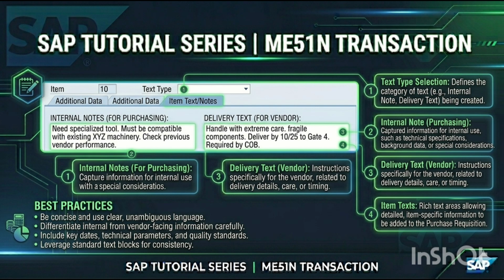Now the additional details and the text. So these are also very important because you have to go to the additional data tab for more detailed information. Here you can maintain delivery address, tracking numbers or other specifics. Most importantly, use the item text section to add clear notes. There are different text types like internal notes for approvers and delivery text for vendors. Good text helps approvers understand the requirement better and reduces back and forth questions.